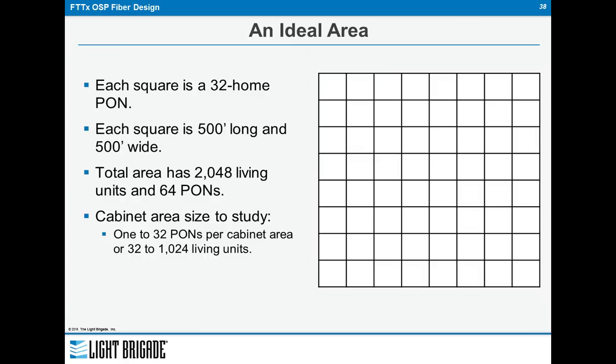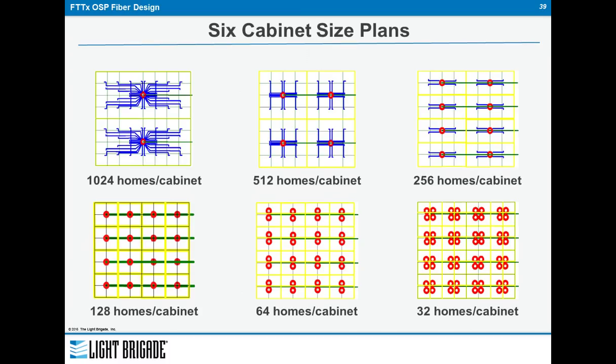Well, we go back to our ideal planning model, and put the cabinet in the center or in a number of different locations. So let's look at the two extremes. Two cabinets serve our 2048 area. Look how much blue there is. That blue is your distribution cable. So a scenario like this is going to have a substantial amount of distribution cable.